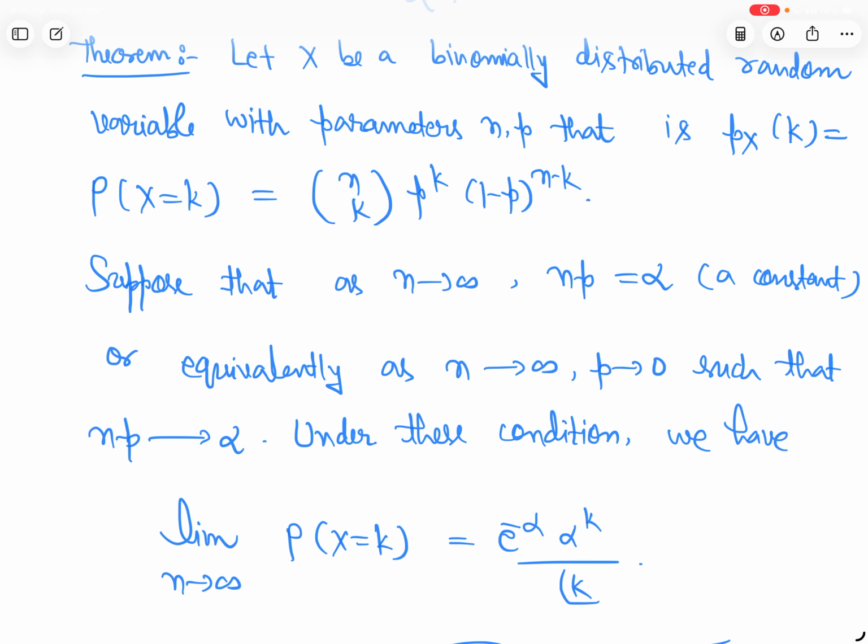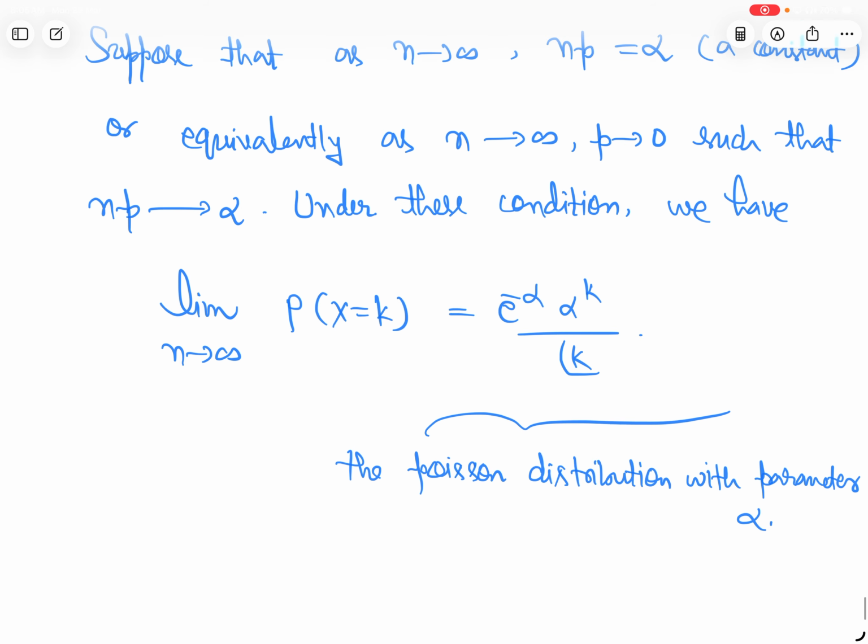Under this condition, we have the limit of this is equal to e to the power minus alpha, alpha to the power k upon factorial k. It means the binomial distribution behaves like a Poisson distribution when n tends to infinity and np is equal to a constant. Okay, so let's prove it.